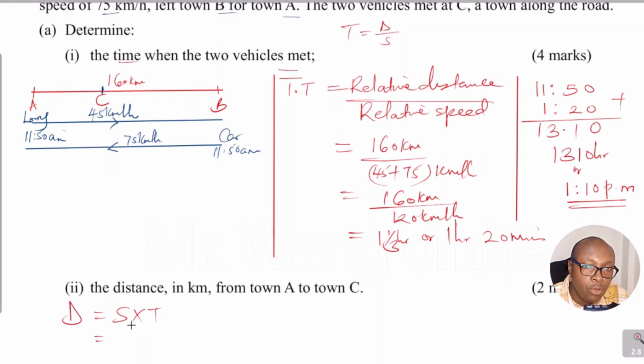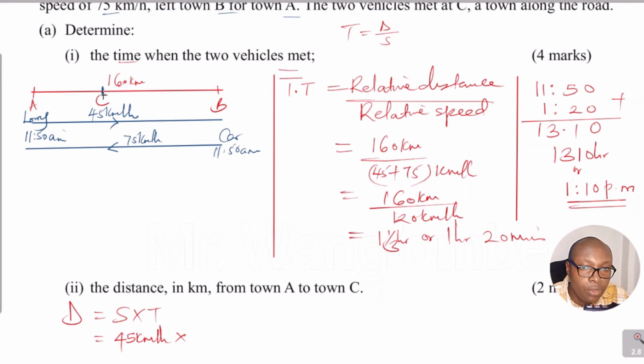So which speed are we going to use? Is it the relative speed? No. We shall use the speed of the lorry. The lorry is the one that is going to give us the distance from A to C, because the lorry was moving from A to B. So we can get the distance from A to C by taking the speed of the lorry, which is 45 kilometers per hour, and then we multiply by the time taken from A to C.